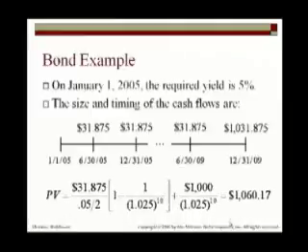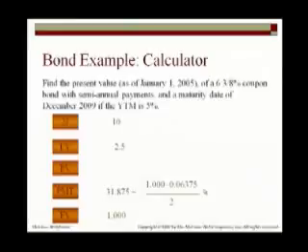In this case, they have put the numbers into an equation, and there's the $1,060.17. So the discount rate is 0.05 divided by 2. The coupon payment is the $31.875, and the $1,000 is the future value. Okay. I did this on a spreadsheet. If you want to do it on a calculator, here's an example of how you would do that.